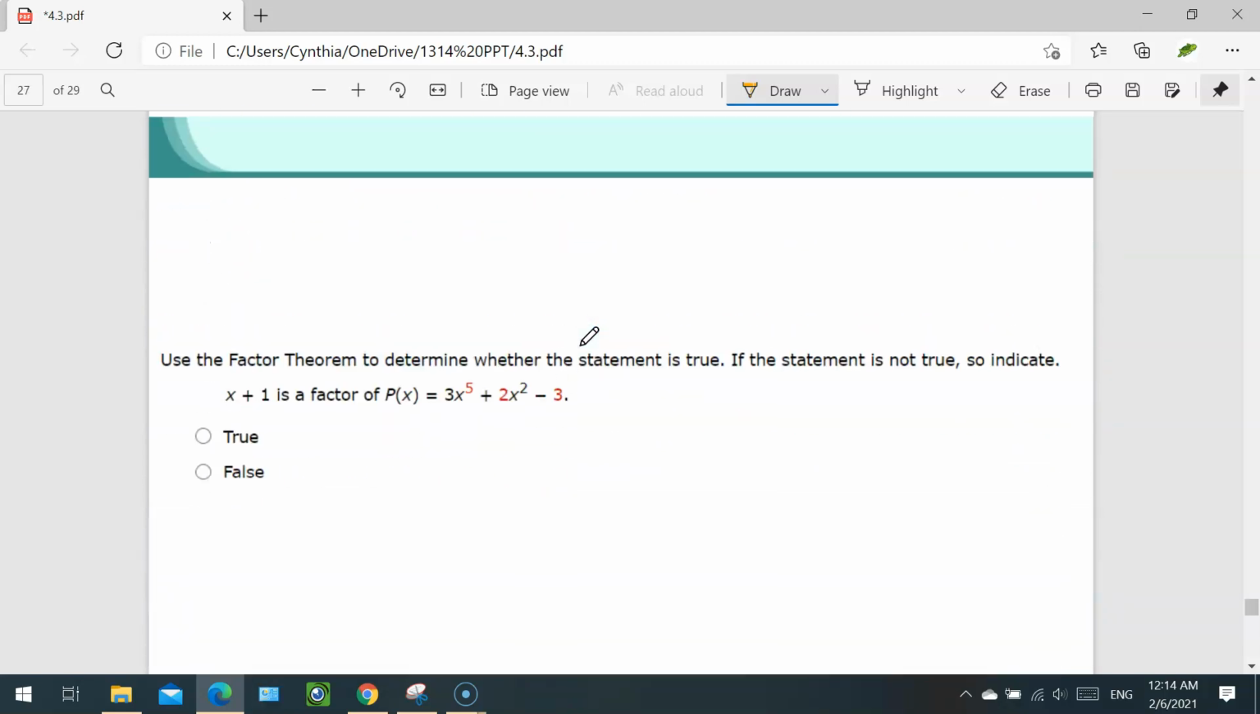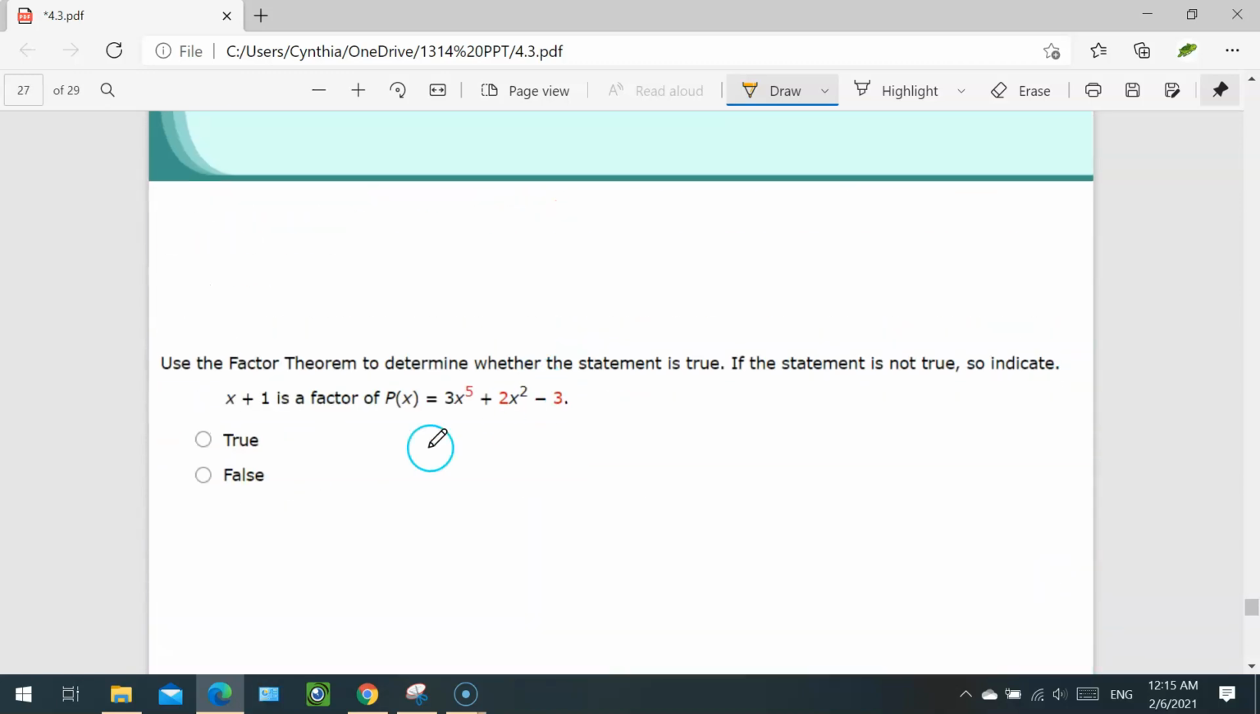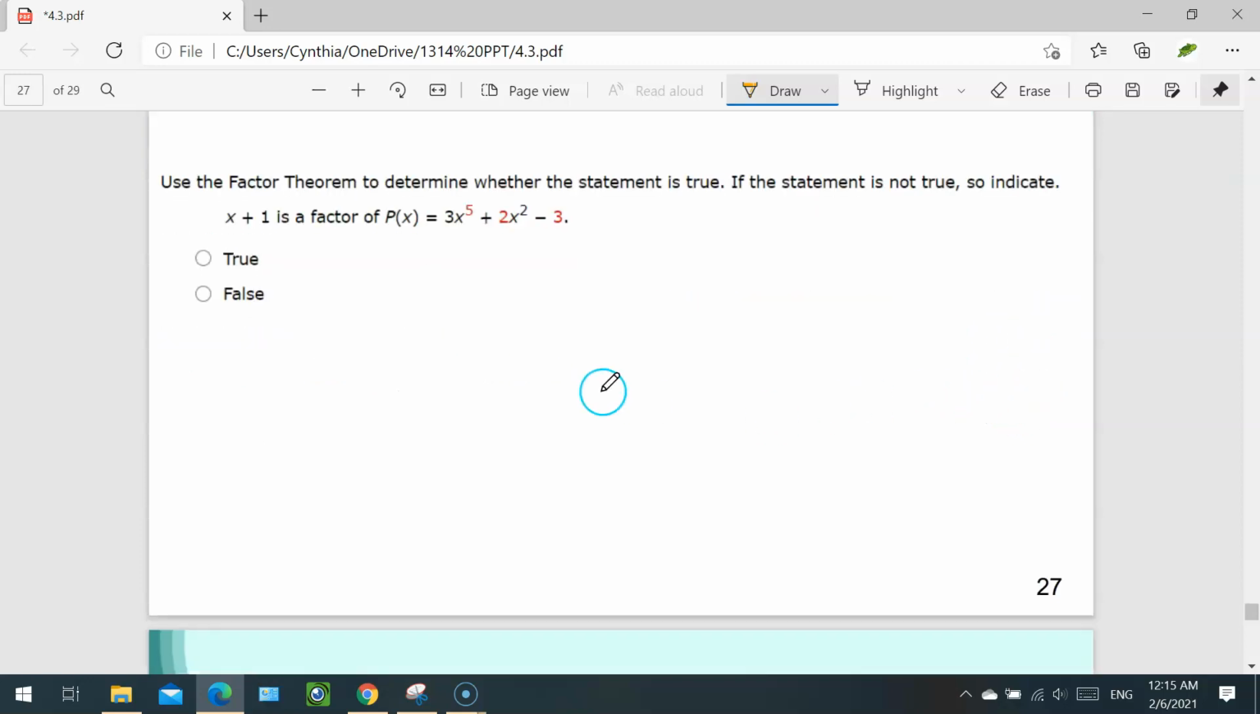Alright, so now the last two questions are from your assignment, so we do that real quick. Use the factor theorem to determine whether the statement is true. If the statement is not true, indicate it. Okay, so x plus 1 is a factor of this polynomial function.